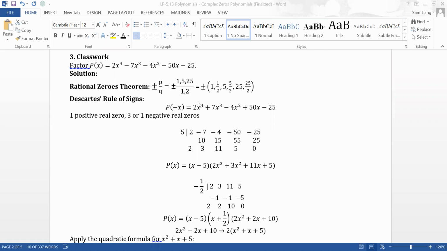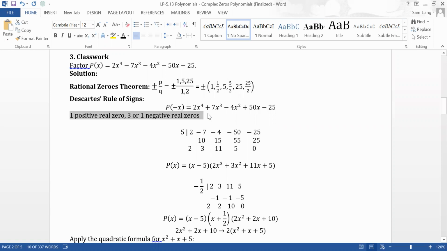All right, very nice. Thank you for that. So yeah, we have 1 positive real zero and then 3 or 1 negative real zeros. Okay, so again, Descartes' rule of signs is conclusive, right? This tells you how many there are, but the rational zeros theorem gives you possible rational zeros.